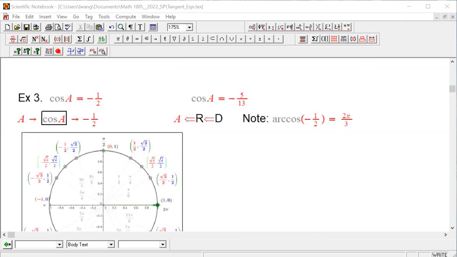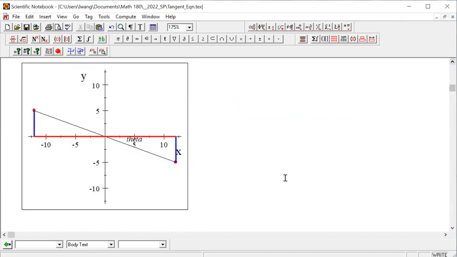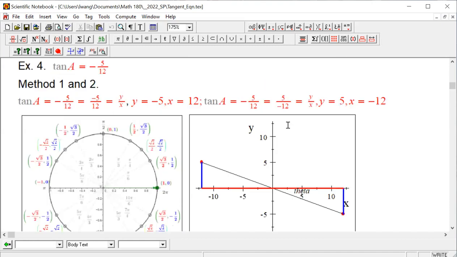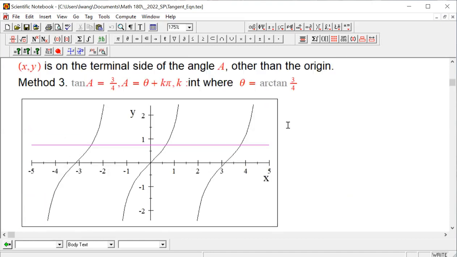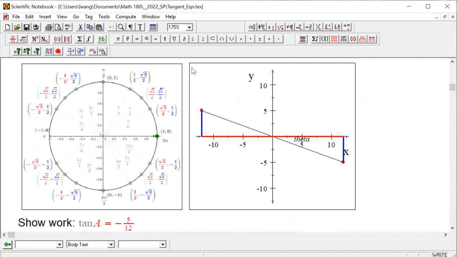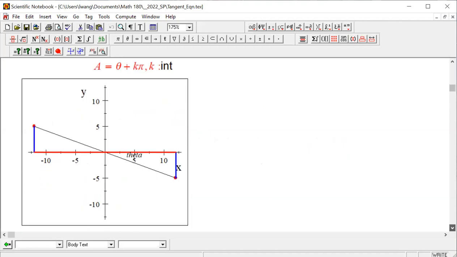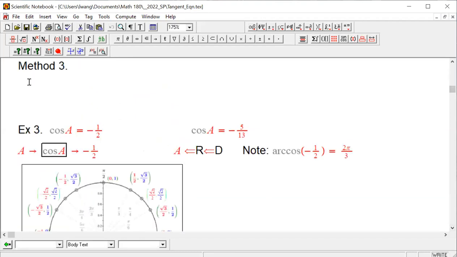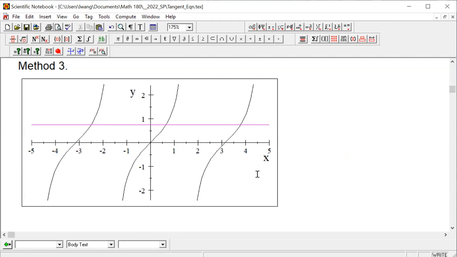Last but not least is the third method. Method 3. I want to emphasize the importance of understanding all of these methods because it's going to add so much ease to your future work, okay?